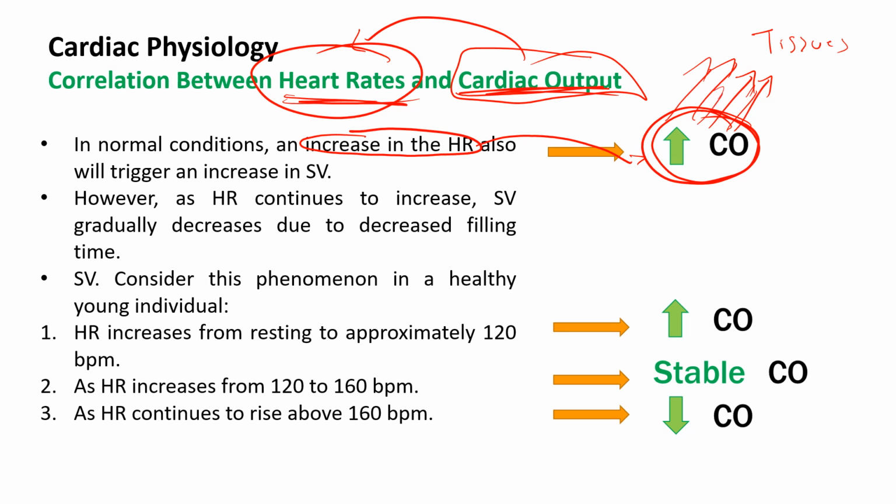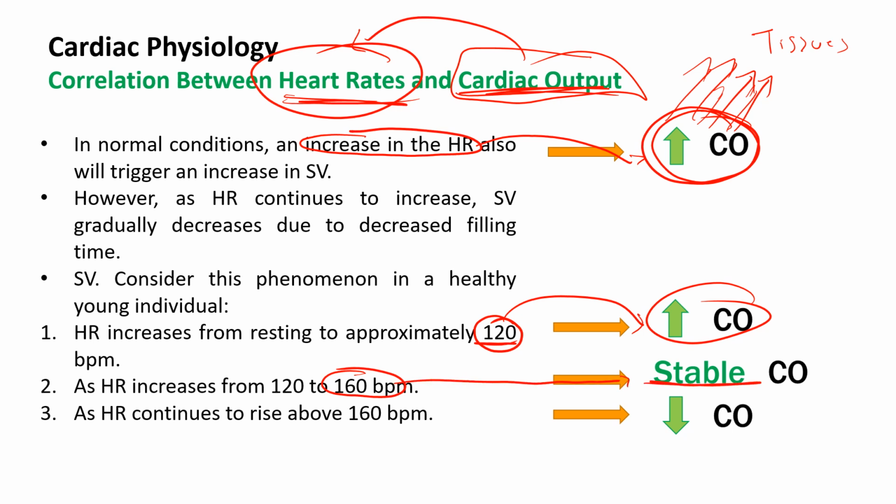Now, at some point, depending on, for example, if your heart rate is 120, like when you're running, that will increase your cardiac output. If your heart rate is about 160, the cardiac output remains stable. But once you pass 160 beats per minute, see what starts happening with the cardiac output. It starts decreasing.